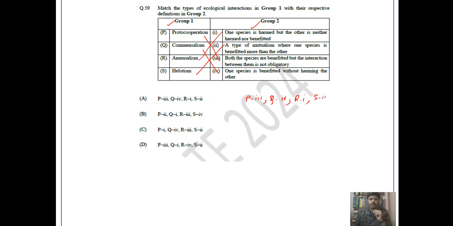So according to this, if we see the options, it will be P3 Q4 R1 S2. So this is the correct option for question number 59. The rest of the options given here are incorrect.